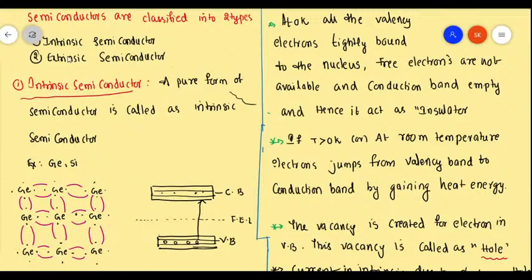Intrinsic semiconductor means the pure form of semiconductor. The intrinsic semiconductor examples are germanium and silicon. You see here, germanium and silicon. Can anyone tell how many valency electrons are present in germanium or silicon?